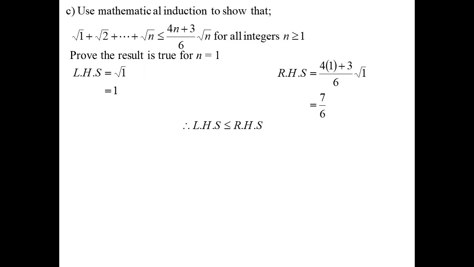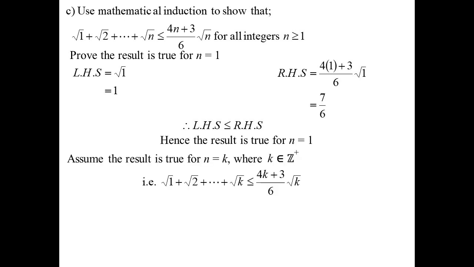Okay, prove it true for the first case. Left hand side is the square root of 1, which is 1. Right hand side we get 7/6. Yep, it's certainly less than or equal to. In this case it's less than, but that does mean it's less than or equal to. So true for 1. We will assume what it is that they're asking us to prove.